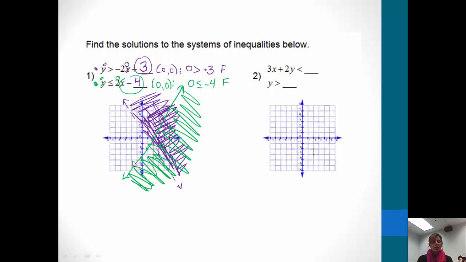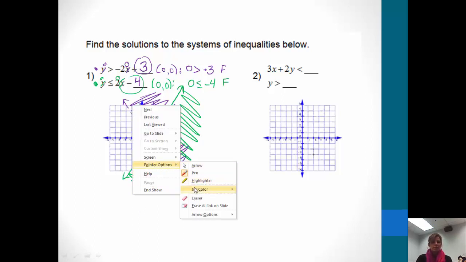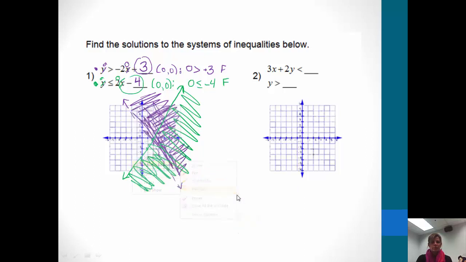Okay, and now we need a third color, a darker color. So here we go. My darker color is going to be, where do you see both colors? Where did both colors intersect? It's going to be in this area right here. So that's what I'm going to take. You might want to use your pencil or something for that part. Okay, and I'm going to also just darken the boundary line. This boundary line is solid, and this boundary line is dashed. So that is my answer right there.